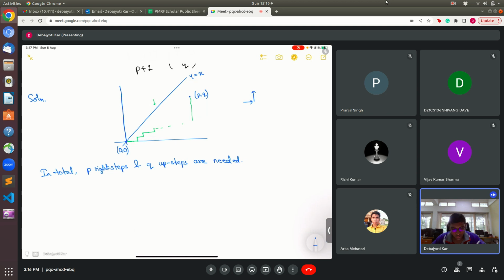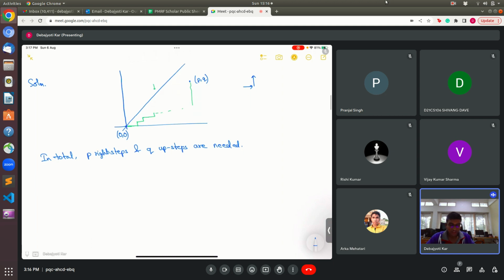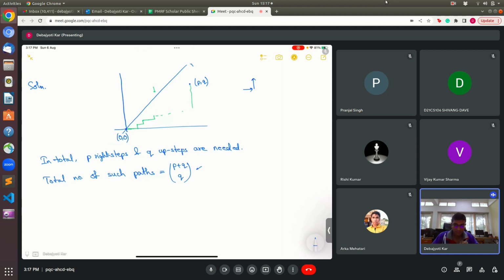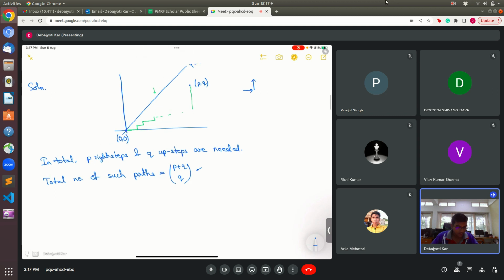Now suppose you didn't have the constraint that your path should lie below the line y equal to x, then what is the total number of ways? You have to take p plus q steps, out of which p of them should be right and q of them should be up. So the number of ways of doing this is exactly this, if you did not have the constraint that your path should lie below y equal to x.